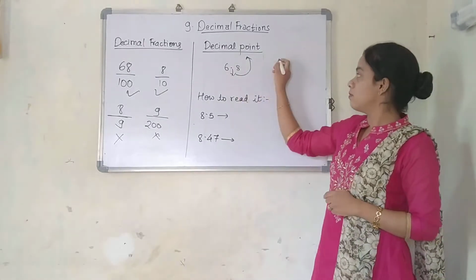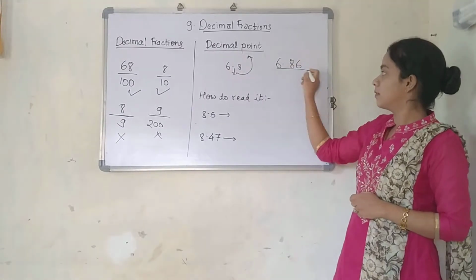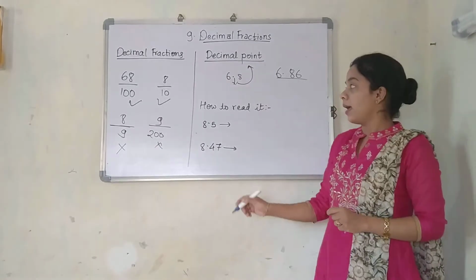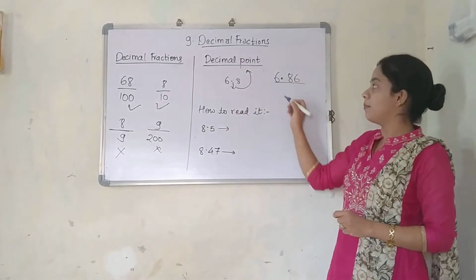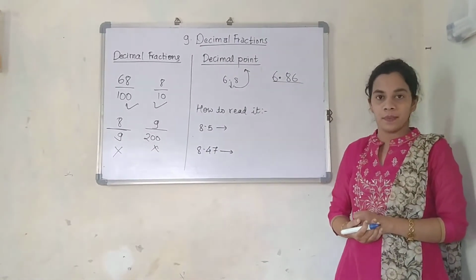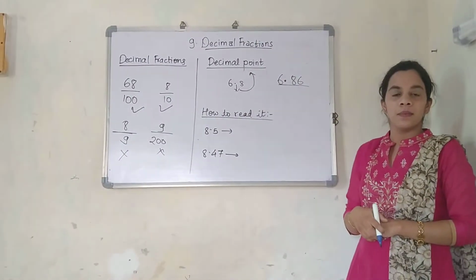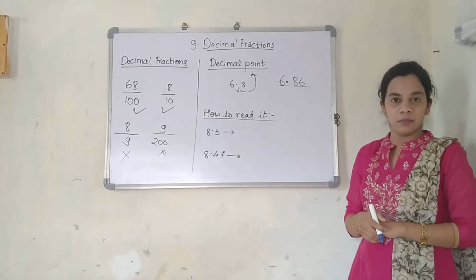For example, now 6.86. This number is there. This is a decimal number. And this point which is present in between, it is called as decimal point. So now we are going to see how to read it. How we are going to read the decimal numbers.